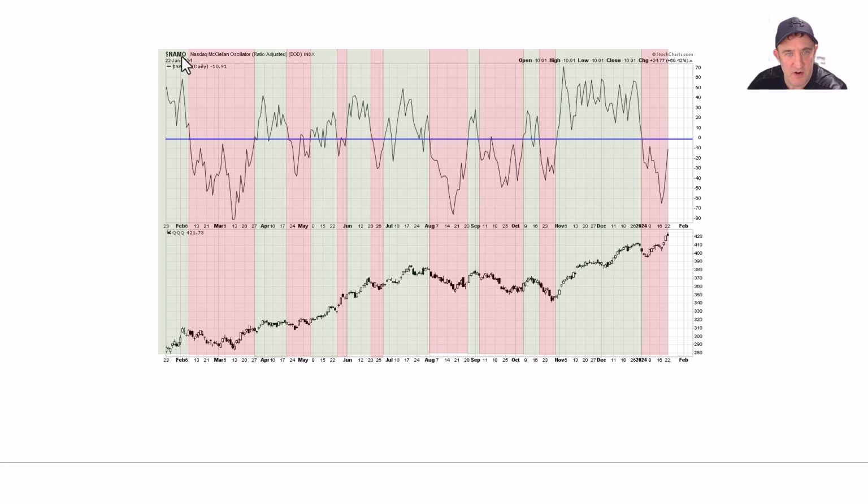Chart number 33, here's the NAMO with the Qs. And the colors here represent when the NAMO is above or below zero. And you can see generally follows trend. When it's above zero, you're uptrending. When it's below zero, you're downtrending. And it's not perfect, but it's pretty good. And as the Qs have rallied to new highs over the last 3 weeks, this is still below zero, but it is coming back up, but it is still below zero, so still technically a divergence.